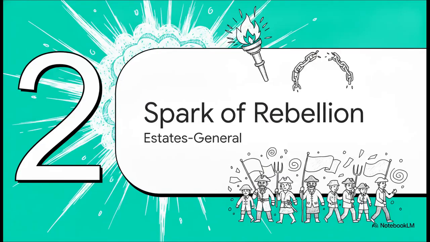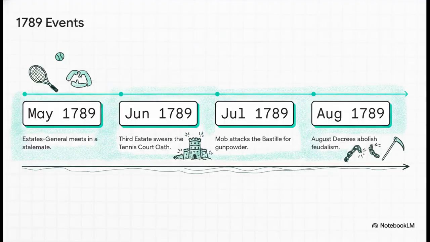Moving into part 2, the spark of rebellion. From here, the escalation happens incredibly fast. In June 1789, the fed-up Third Estate just walks right out of the Estates General, finds a nearby indoor tennis court, and swears the Tennis Court Oath. They declare themselves the National Assembly and promise to write a fair constitution.